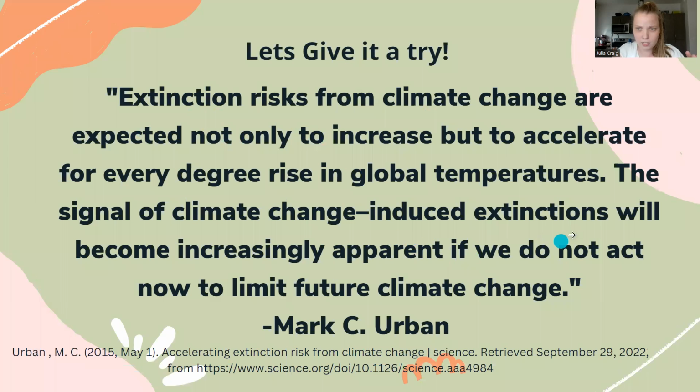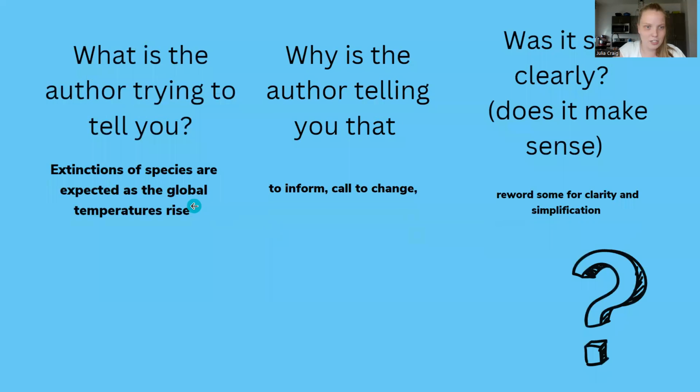And then let's go down some. The signal of climate change induced extinctions will become increasingly apparent. Yep, it's restating it again. We'll know climate change is occurring because we'll start seeing more and more extinctions. I've summarized the answer here: extinction of species are expected as the global temperatures rise. That's what the author's trying to tell us.